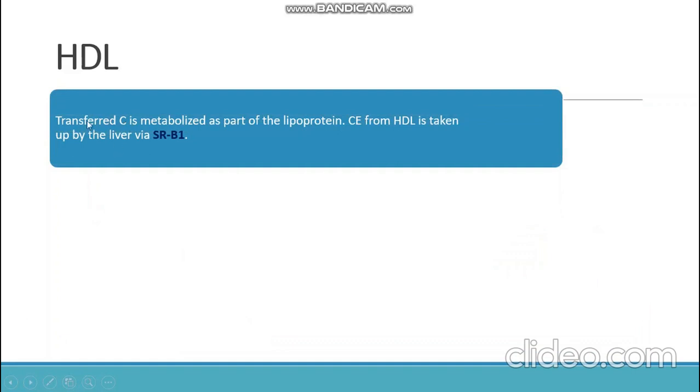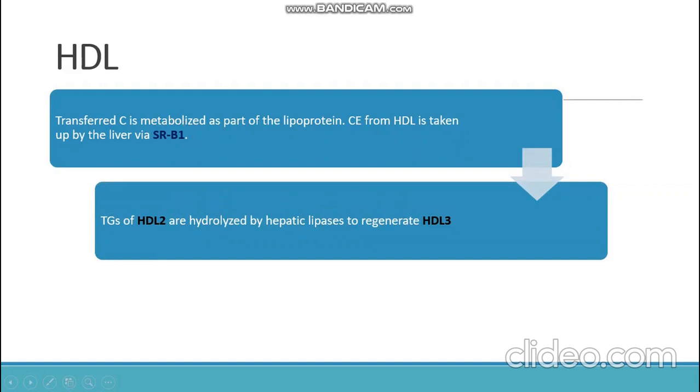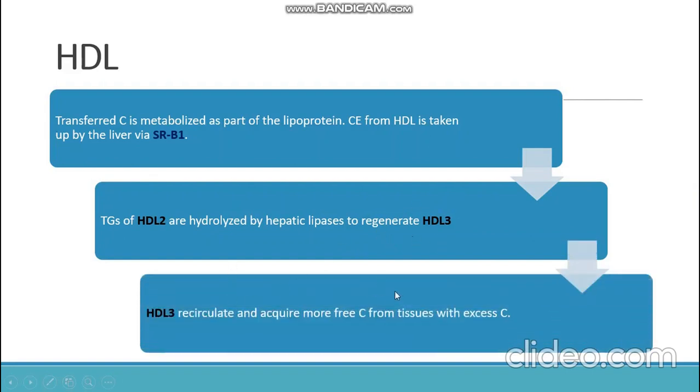So now your transferred cholesterol is metabolized as part of the lipoprotein to which it was transferred पहले, and your cholesterol esters जो HDL में हैं, they are taken up by the liver via scavenger receptors, specifically your SRB1 receptor. अब जो HDL2 में triglycerides हैं, these are hydrolyzed by hepatic lipases to regenerate HDL3. अब ये HDL3 को दोबारा सर्कुलेशन में डाल दिया जाता है and it acquires more free cholesterol from tissues with excess cholesterol, और ये फिर HDL3 HDL2 का साइकिल चलते रहता है.